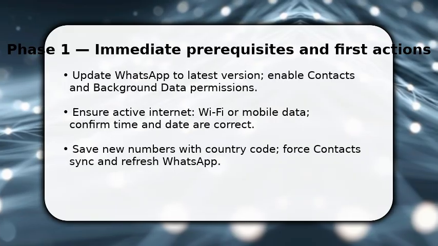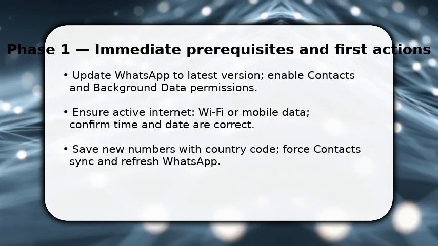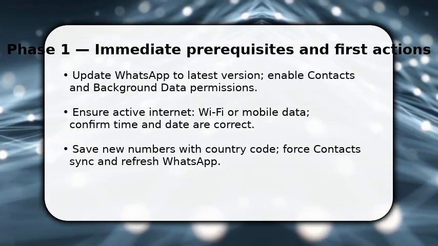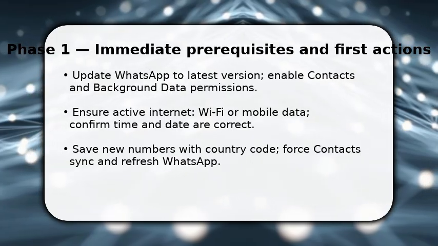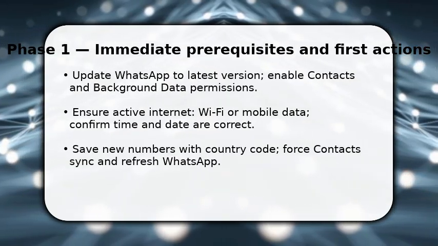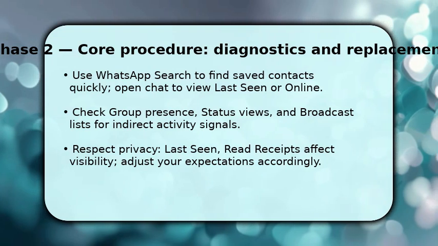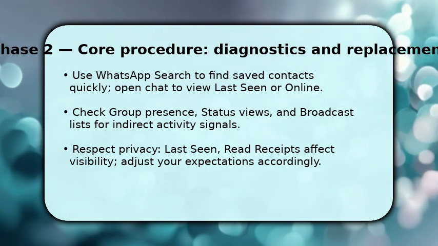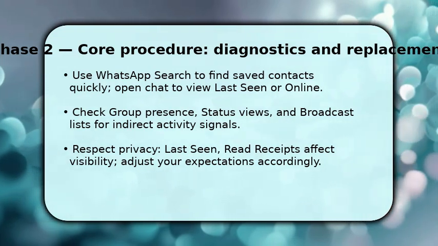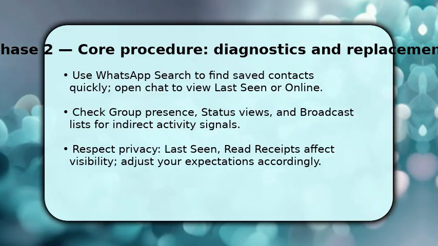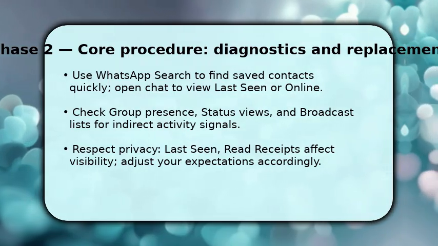Once done, open WhatsApp and pull to refresh the chats list so the app reindexes contacts immediately. This starts the process of seeing who's actually online. Now you actively look for signals. Use the search box to open each contact's chat. There you can see last seen or online when visible. This is how you confirm someone is online.